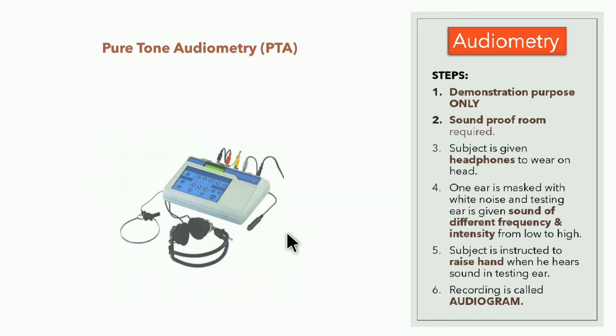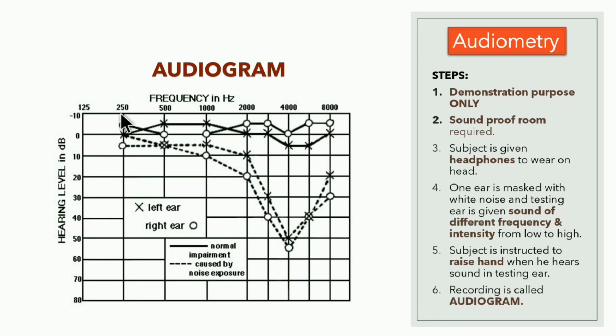So how the audiogram looks, let us see. So this is the audiogram. On the top horizontal axis is frequency. It starts from a lower level of 125 hertz, and on the right side it increases up to 8000 hertz. On the left side, the vertical axis is the intensity of sound in decibels. It starts from 0 and goes to 80 decibels.